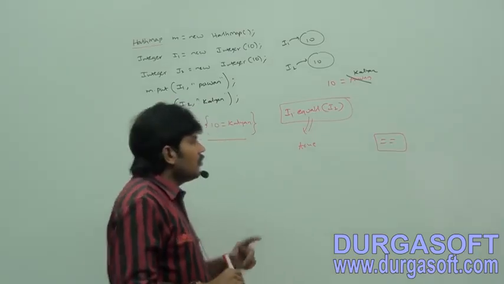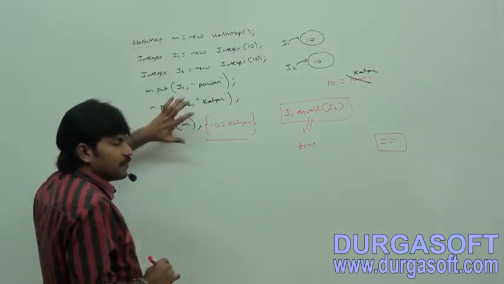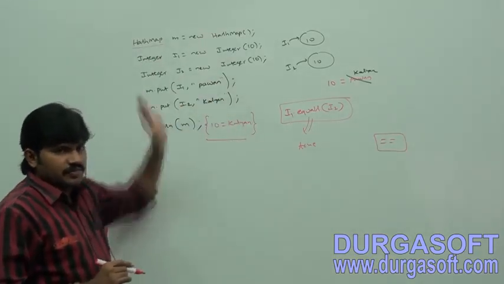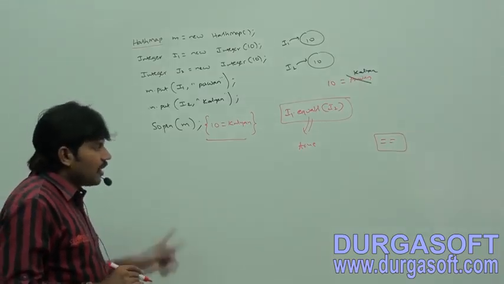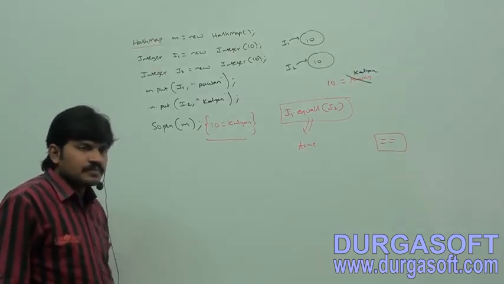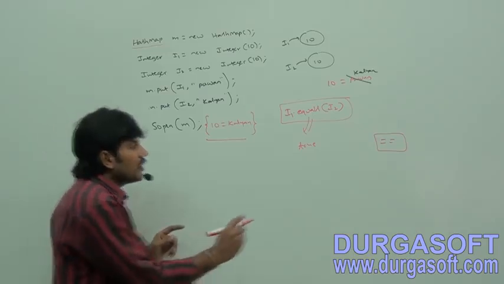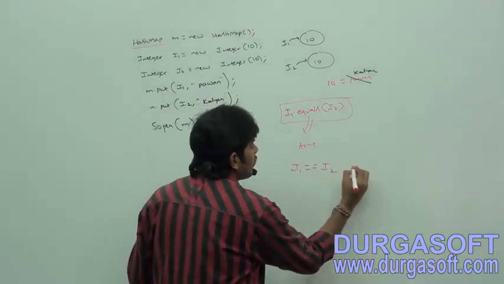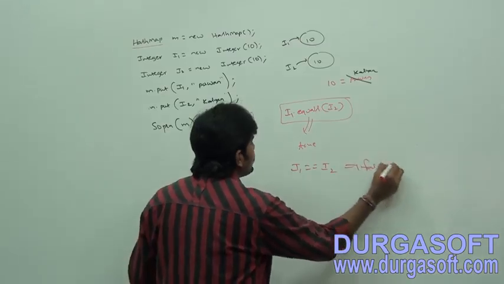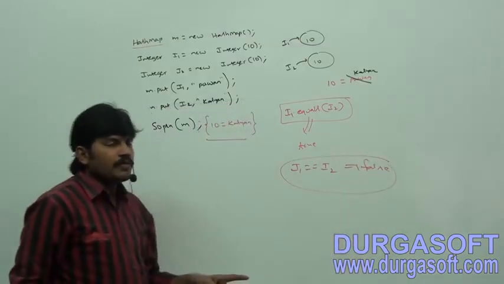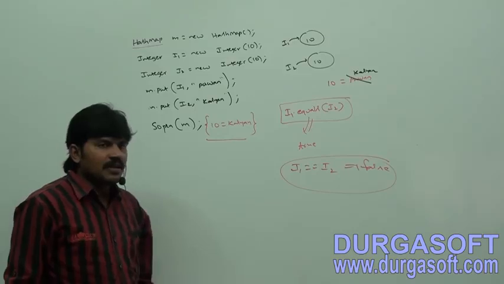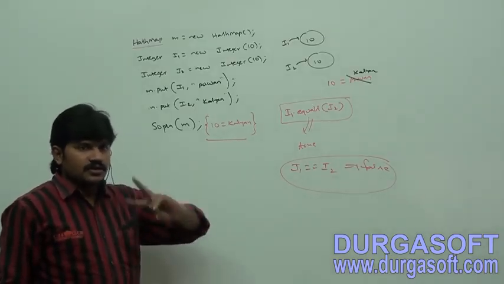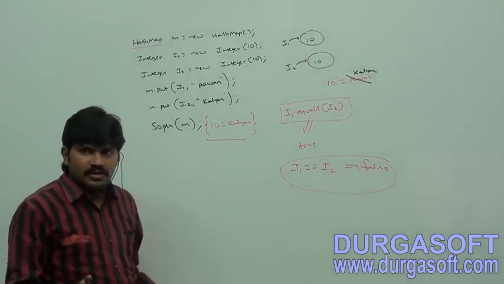Now, suppose it is an identity hash map. Observe, are I1 and I2 duplicate keys or not? No, because I1 double equal to I2, true or false? False. I1 double equal to I2 is false, because I1 and I2 are not duplicates. If I1 and I2 are not duplicates, then how many entries will be there? Two entries. 10 is equal to Pawan is there, 10 is equal to Kalyan is also there.